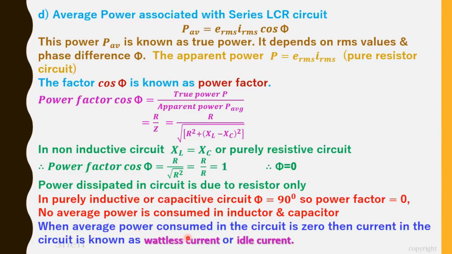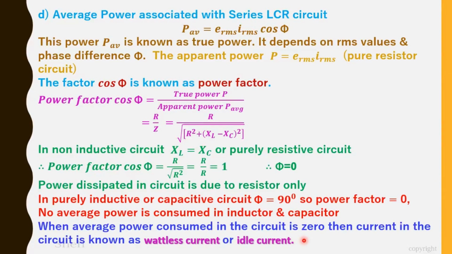When average power consumed in the circuit is 0, then the current in the circuit is known as wattless current or ideal current. So this is the condition for getting ideal current, or wattless current. What is the meaning of wattless? There is no power. There is no power means there is no energy. As there is no energy, we say that there is no watt energy existing, and due to that we consider it as wattless current. The average power consumed in the circuit is 0, then current is wattless current.